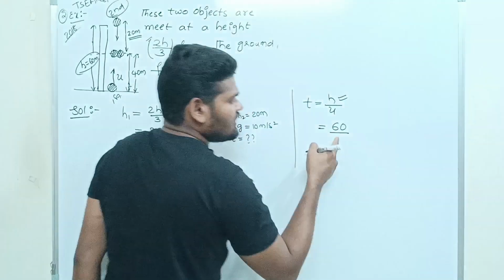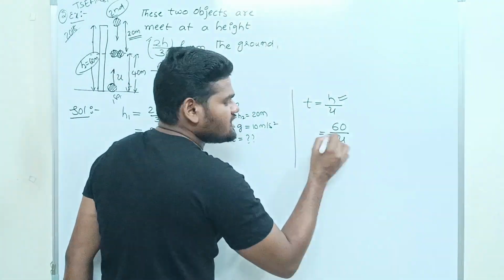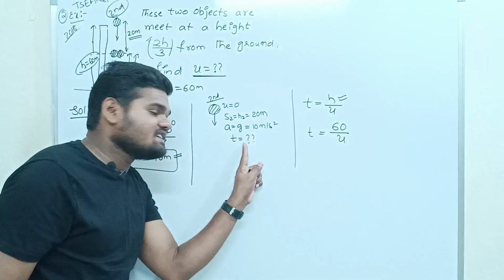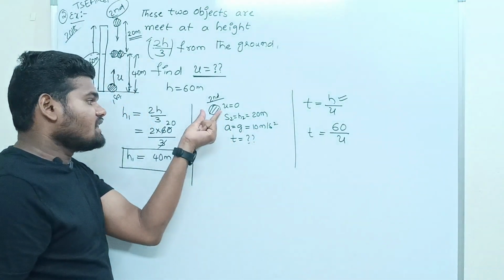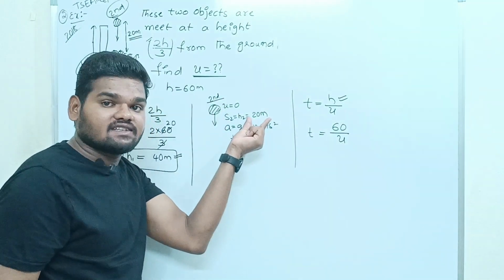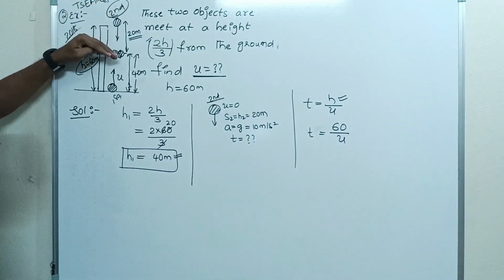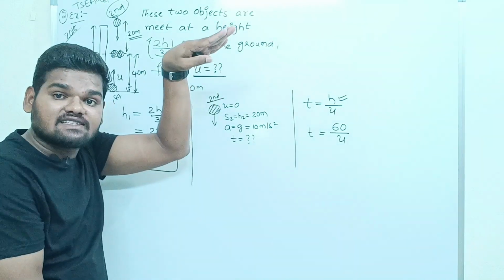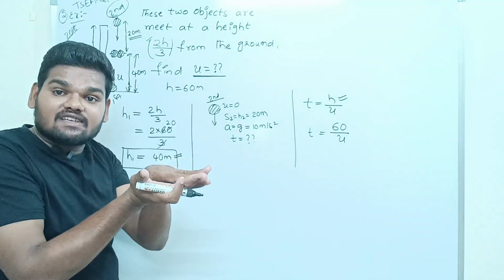Divided by u, which is the initial velocity of the object we have to find. T means the time when the two objects meet. At time t, the second object travels 20 meters distance, and at 20 meters distance from this height, the two objects meet. This time gives when the two objects meet.